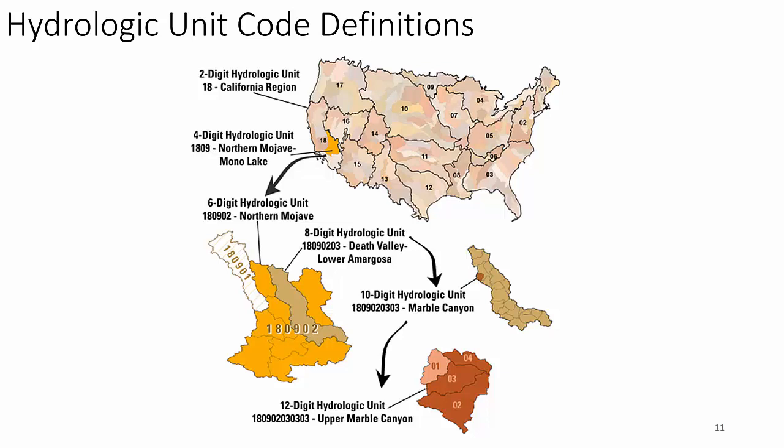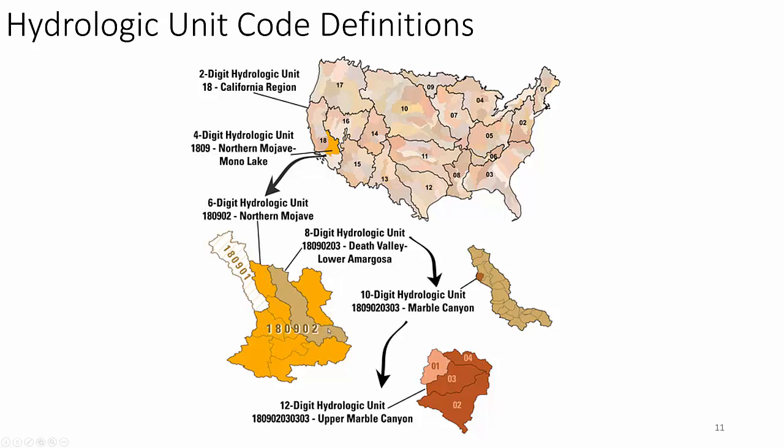There is a 4-digit unit code for the northern Mojave, which is a desert area. So we go from 18, we add 2 more, 1809. Now we're in the northern Mojave Mono Lake 4-digit code. And there aren't very many 4-digit codes in this entire area. If we look at this 4-digit code here, see this sort of orangish system, then we can define the 6-digit codes, 180902, the northern Mojave, which is the northern part of that 4-digit code, as this area, 180902. 180901 is to the north of it, so 180902 is the 6-digit code.